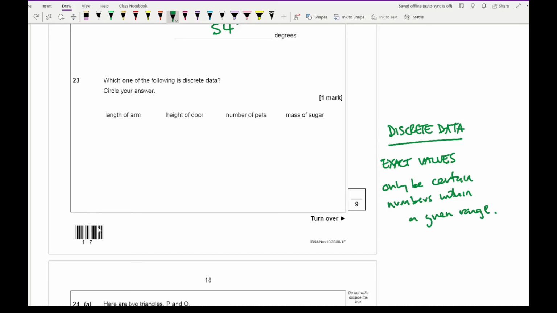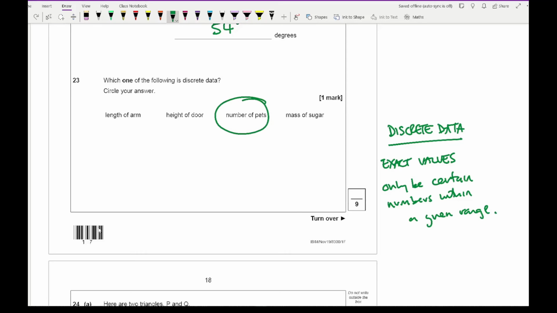Number of pets, well, you can only have a certain number, and it can only be whole numbers, because you can't have 0.3 of a pet. So I'm going to say, with a huge amount of certainty, it's going to be the number of pets. Also, unless you're living in a zoo, you're not going to have like 3,000 pets.